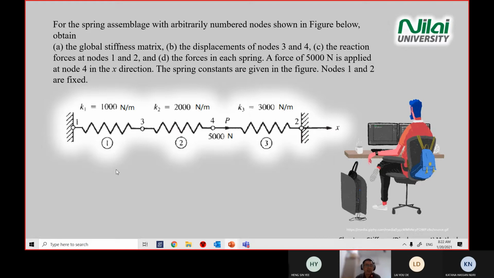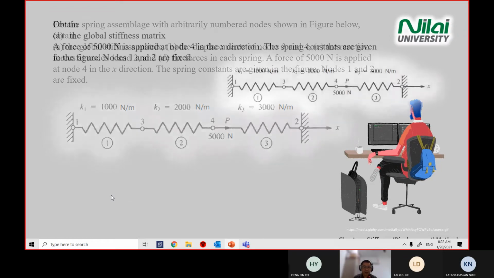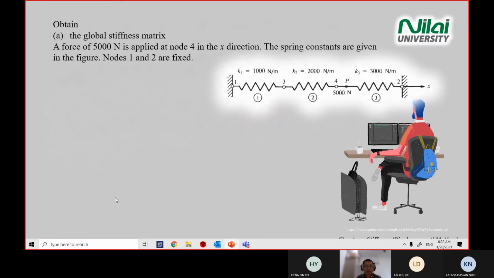So at least before you start solving a question, you know in your mind what you need to find. That is important. Before you start anything, make sure you know what the question is trying to ask you. Now, the procedure is quite simple.